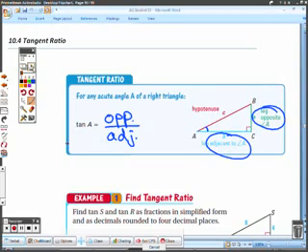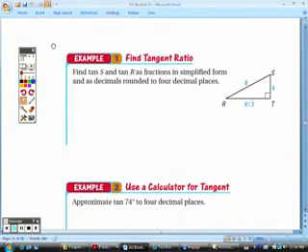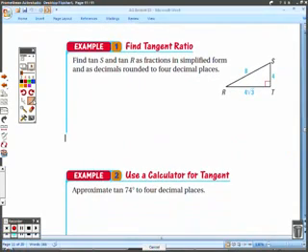So let's move on to example 1 right here. It wants us to find two things in this, so we need two answers. We need the tangent of S and the tangent of R.